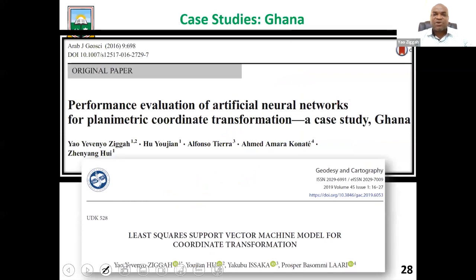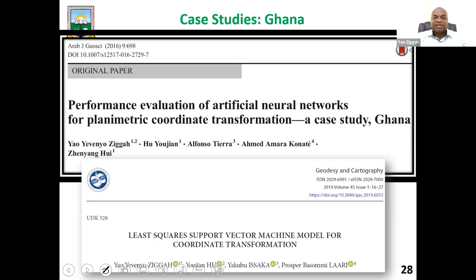Now, we will say, so what are we doing in Ghana? Yes, in Ghana, we have also done a couple of works. The first one was to also try to ascertain the performance of artificial neural network for planimetric coordinate transformation. So over here, we used the Clarke 1880 and then the War Office ellipsoid, and then we tested the ANN methods on it. And the results confirm what has been reported in literature.